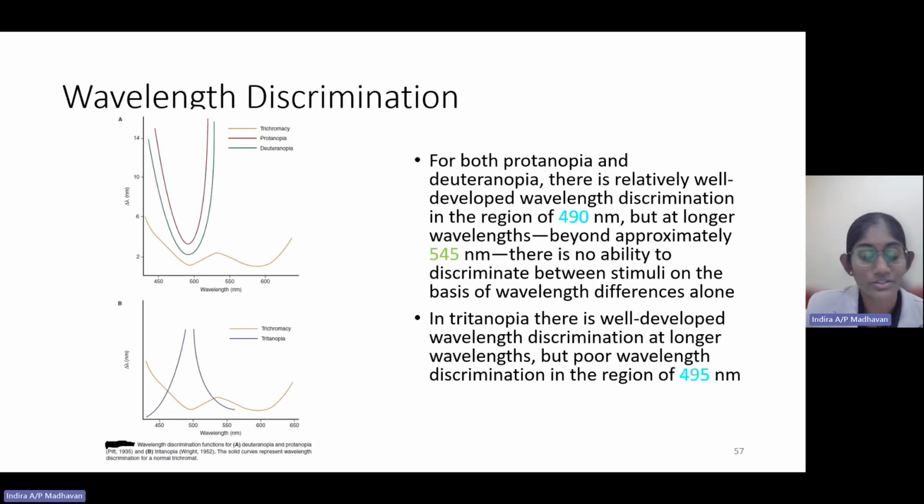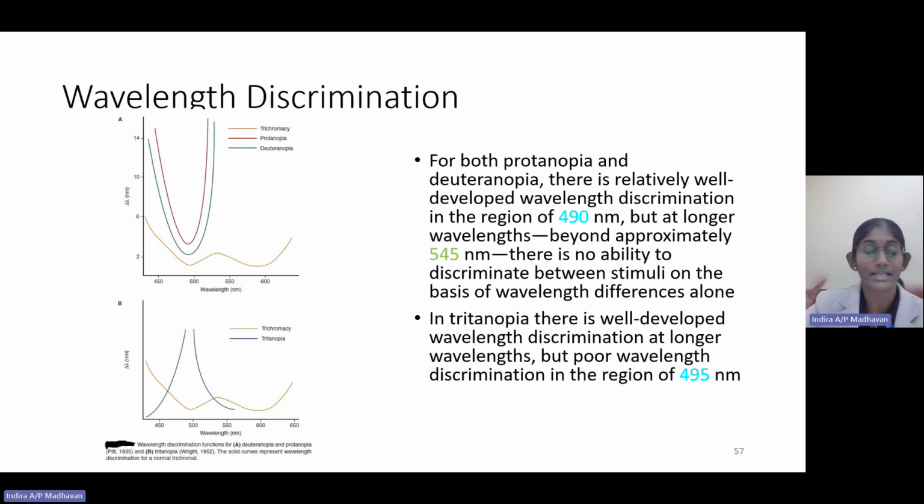And then the next characteristic that this patient would have would be the wavelength discrimination. As I explained in the videos before, this is how normal people's discrimination works, where it is very sensitive for them to discriminate the colors from about 500 to 600 nanometers, while for the longer and the shorter wavelengths it is slightly less sensitive.